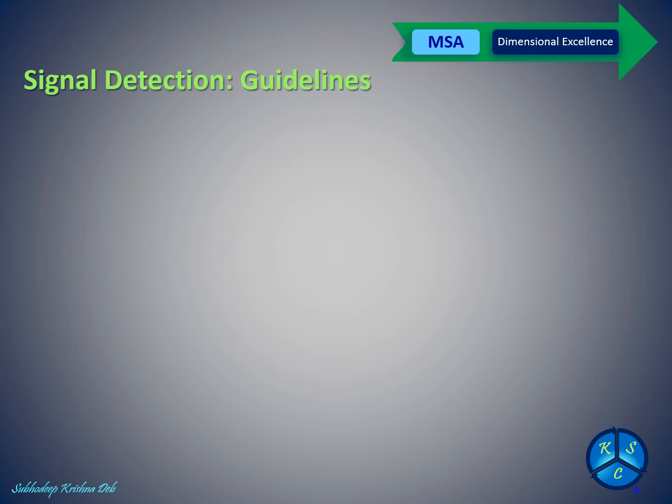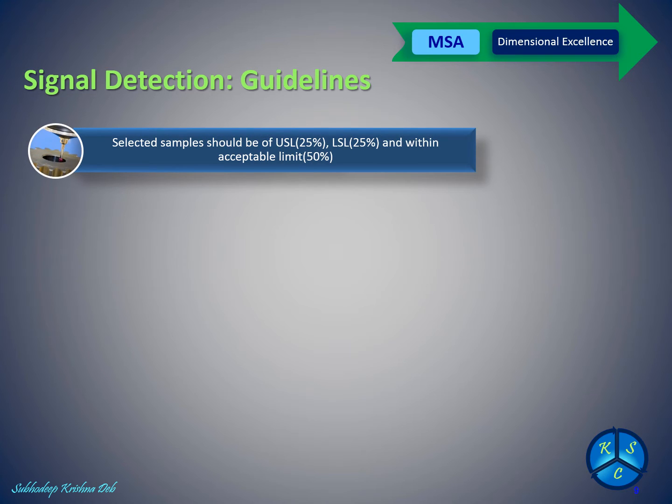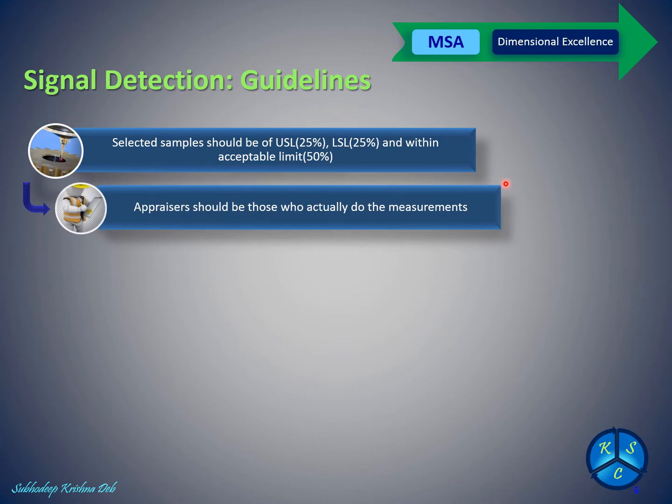Now again, there are some guidelines which we need to follow for signal detection, so that we can get an effective outcome of the study. The selected samples should be 25% above USL, 25% below LSL, and 50% within the acceptable limit. The distribution of the selected samples, that is, the 50 samples that we are selecting, should be in this fashion. This will give a better result for the study.